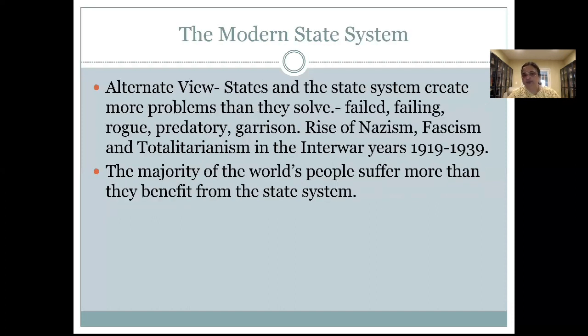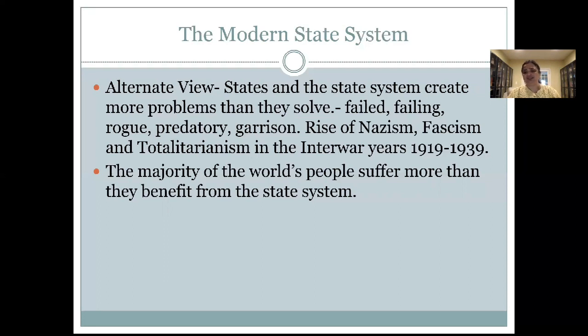Now, what is the alternate view? You see, for every view there is always an alternative view. The alternate view is that states and state systems create more problems than they solve. Many people say that states are formed very arbitrarily. There are many nations within a state. Decolonization simply made arbitrary boundaries, like between Pakistan and Afghanistan. Most of you know that the Pathans are divided between Pakistan and Afghanistan, which has created a lot of problems. Most conflicts have arisen because of that.